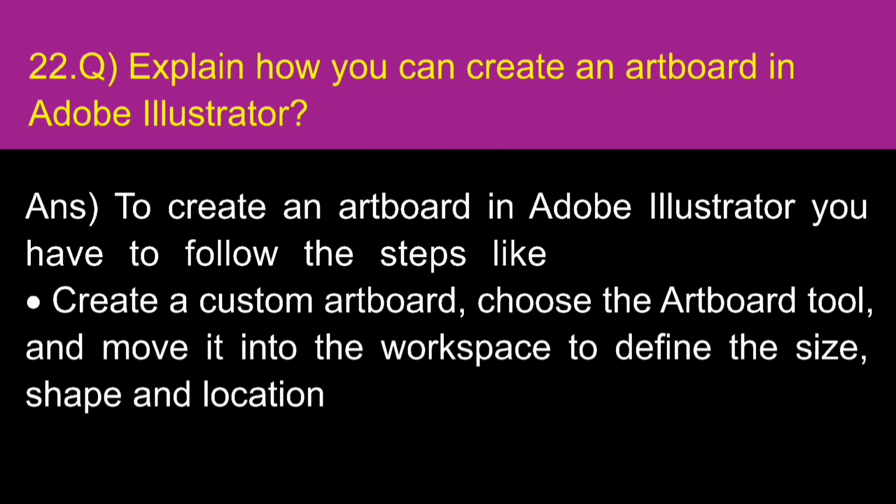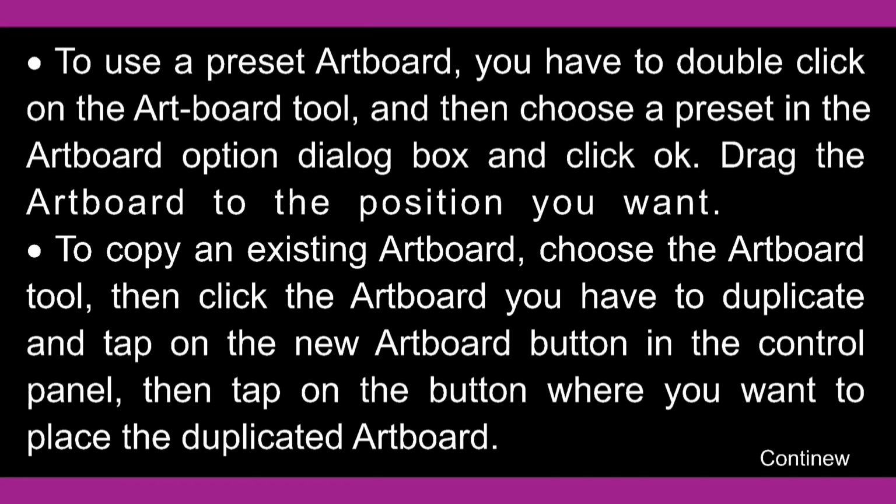Explain how you can create an artboard in Adobe Illustrator. To create an artboard in Adobe Illustrator, you have to follow these steps. To create a custom artboard, choose the Artboard tool and drag in the workspace to define the size, shape, and location. To use a preset artboard, double-click on the Artboard tool, then choose a preset in the Artboard Options dialog box and click on OK. Drag the artboard to the position you want.